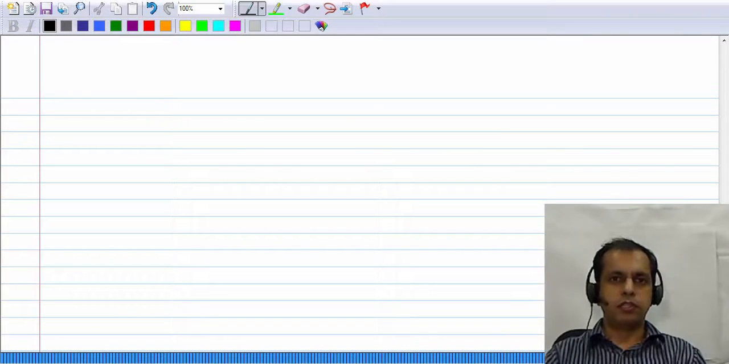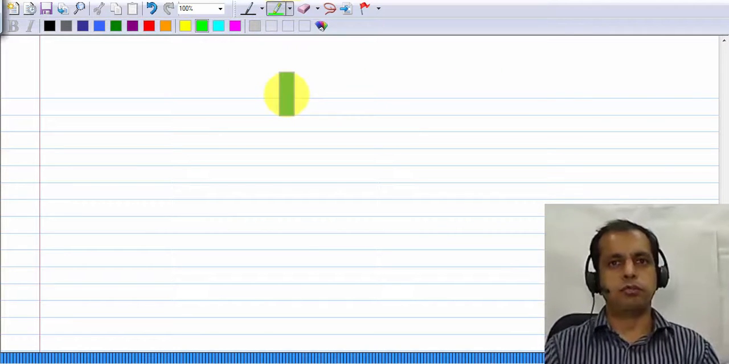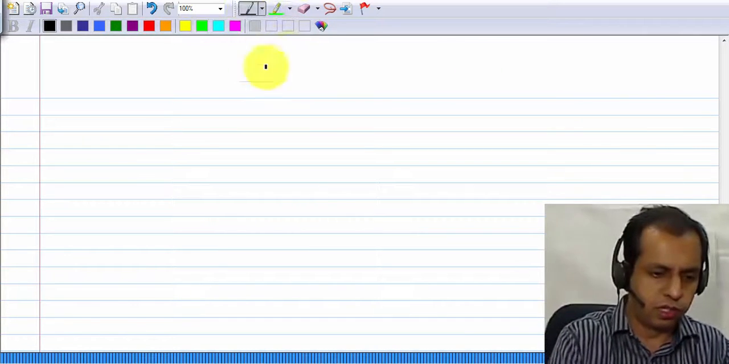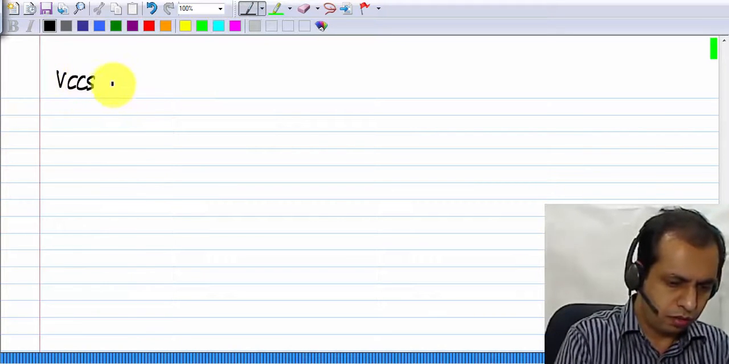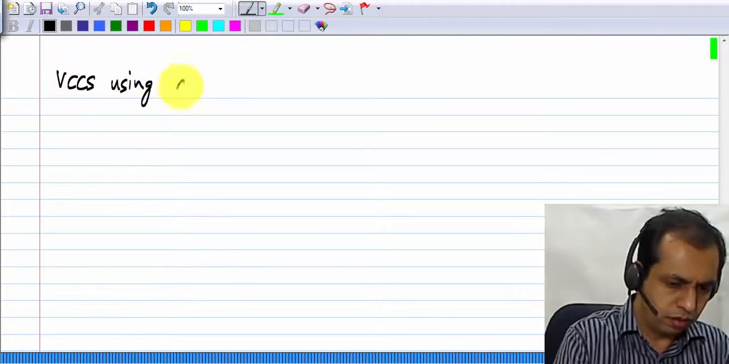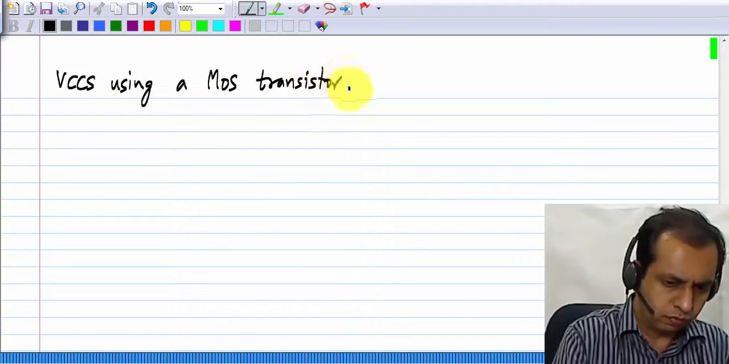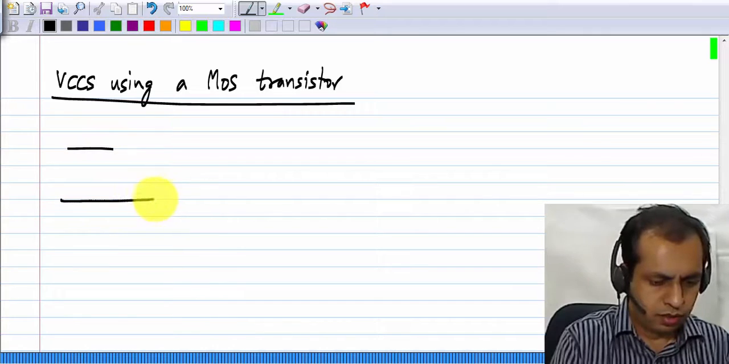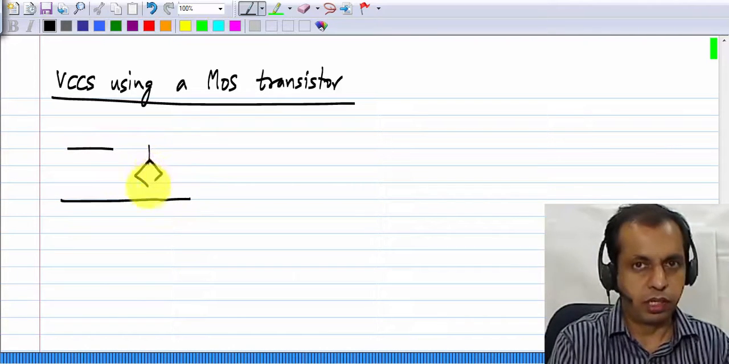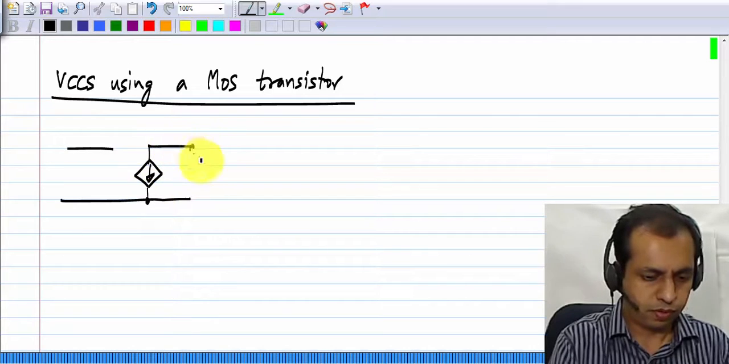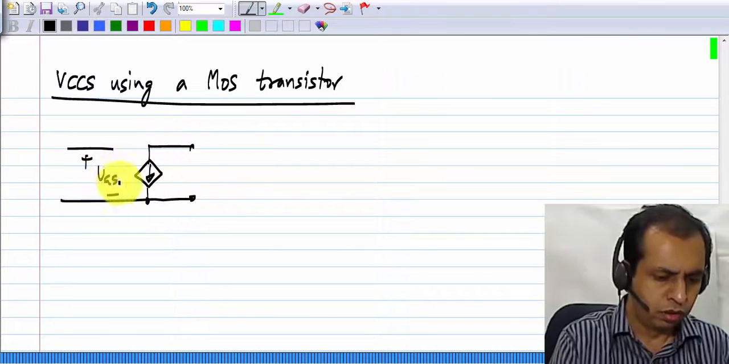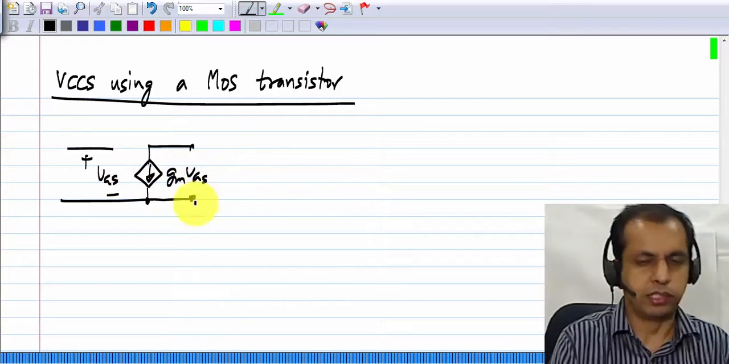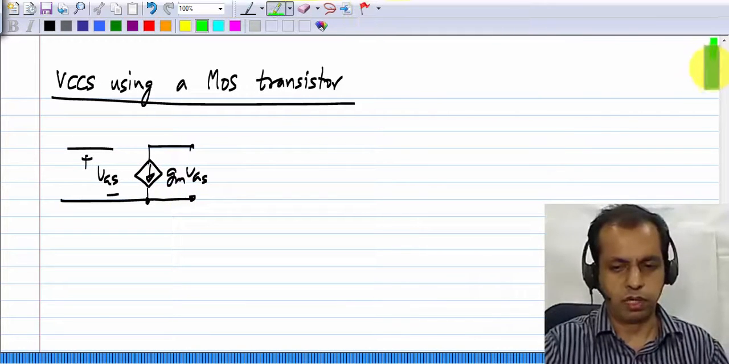Now we'll try and realize a voltage controlled current source using a MOS transistor. Now this may be a little confusing because the MOS transistor by itself is a voltage controlled current source. Now a MOS transistor has this small signal incremental equivalent, VGS and GM-VGS. Obviously this is a voltage controlled current source.